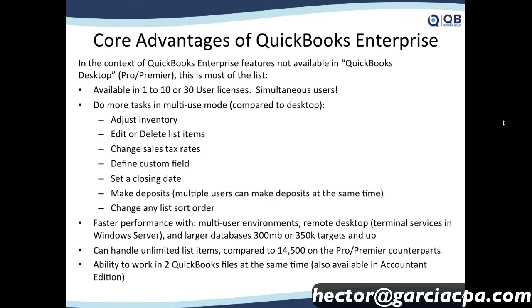Now, one of the important things about it is handling more than 14,000 names on the list. QuickBooks Pro and Premier is limited; the database can only handle 14,500. That's how it's built. And when you reach that limit, then QuickBooks Enterprise is a natural movement up if you need to keep that information and not have to delete it. And then finally, on this slide, the ability to work with 2 QuickBooks files at the same time, which is also available in Accountant Edition. But from an end user perspective, that is also very, very good to know.